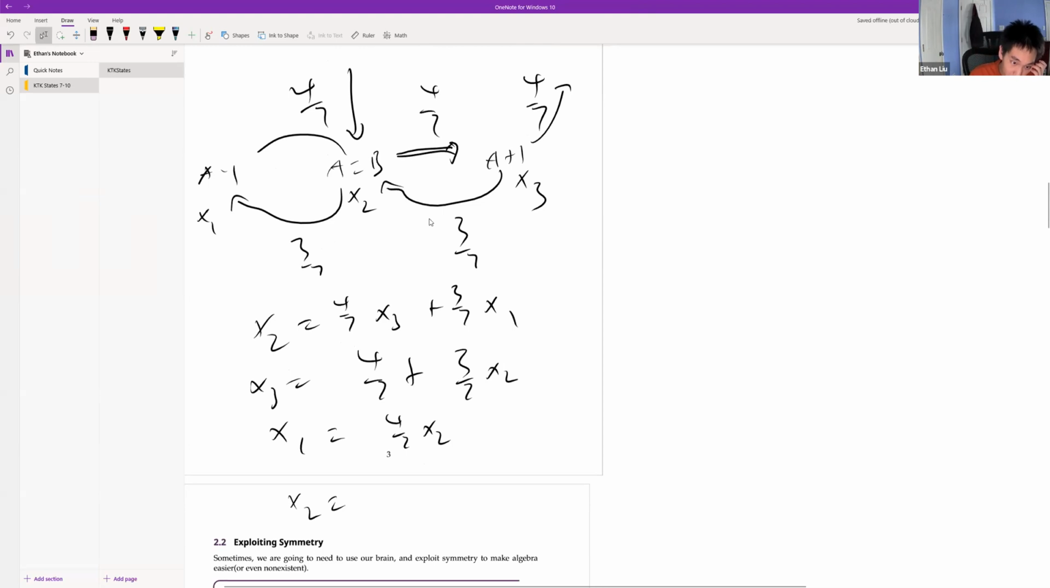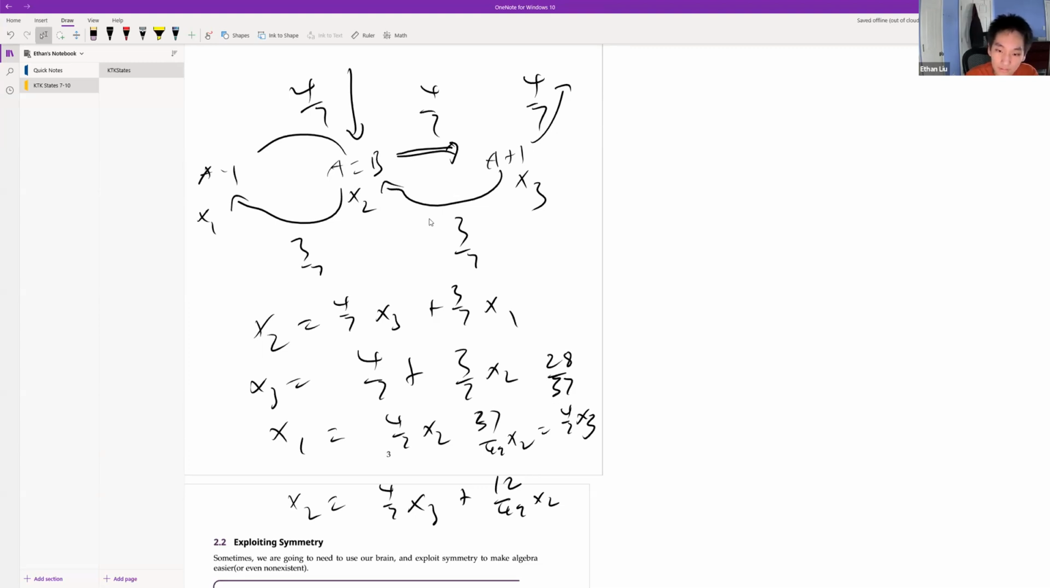Get x2 equals 4/7 x3 plus 12/49 of x2. Then you get something horrendous. You get 37/49 x2 equals 4/7 x3. And so x3 equals, no, sorry, x3 equals 37/28 x2.